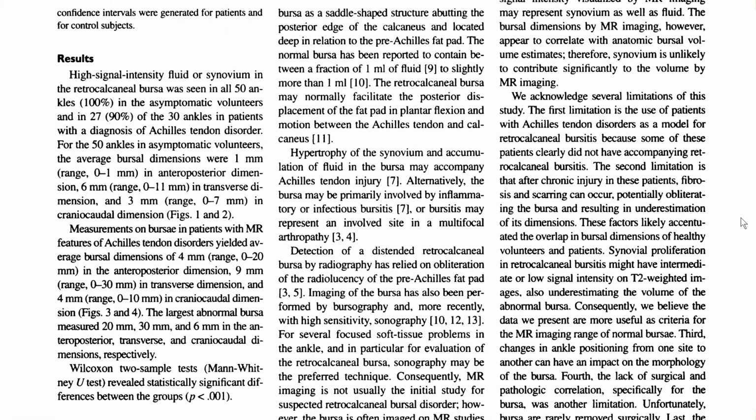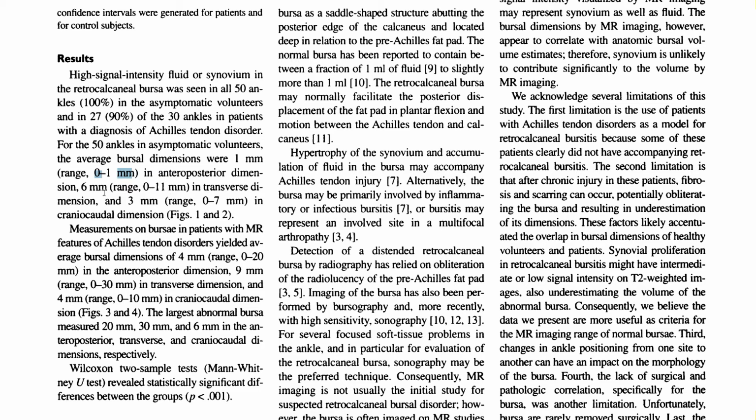Now if we go to the results, you can see that the normal or the asymptomatic volunteers had average or mean bursal dimensions of 1 millimeter in the anteroposterior dimension. So the average was 1, however the range was just 0 to 1 millimeter. So the authors then conclude that anything above 1 millimeter in the anteroposterior dimension can be considered abnormal. Now the transverse diameter measured on transverse sections horizontally can be up to 11 millimeters with an average of 6.